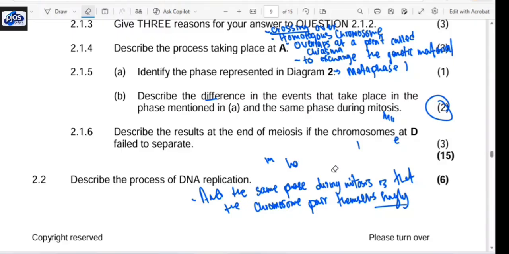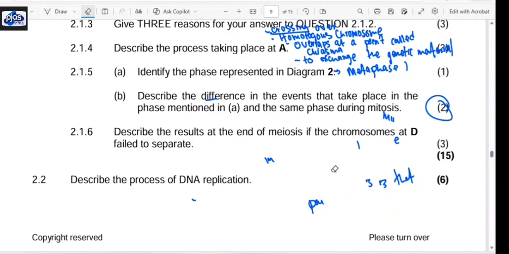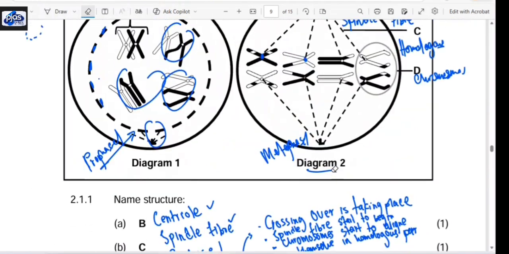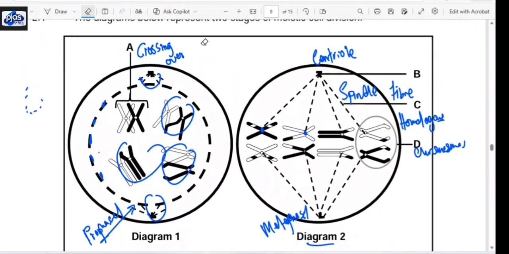Yes. So you are required to check what is going on, good people. You can't say this is what? Non-disjunction. You understand? Actually, we are given what? We are given metaphase 1, and we saw that the chromosome at D failed to separate. You see? Let us check again. Check here. Okay? Let me show you.